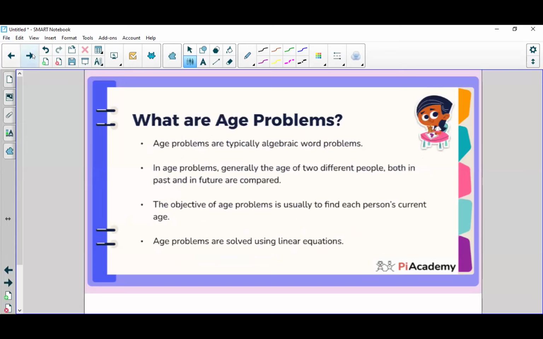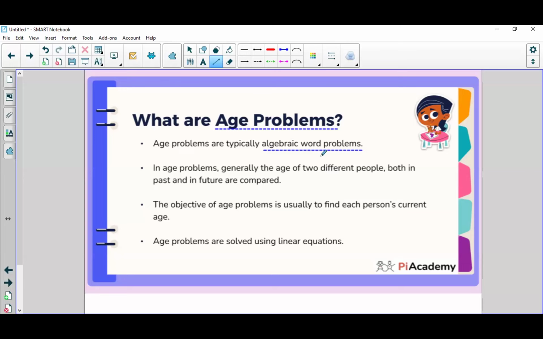Yes, guys. Now, what are age problems? As it's clear by the name, age. So we have to consider the age. Now, which things are being asked in these types of questions? See, these are typically algebraic word problems. And in this question, we are comparing the ages of two persons, and sometimes it is given in the past or sometimes in the future. And 99% of the time, the question is asked about the present age, like what is the present age of the person.